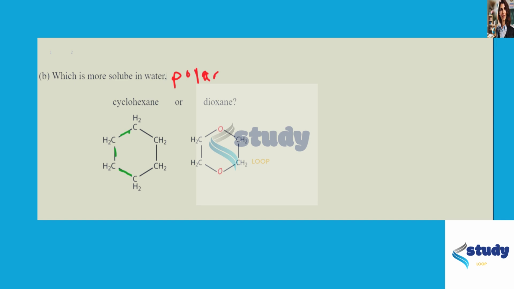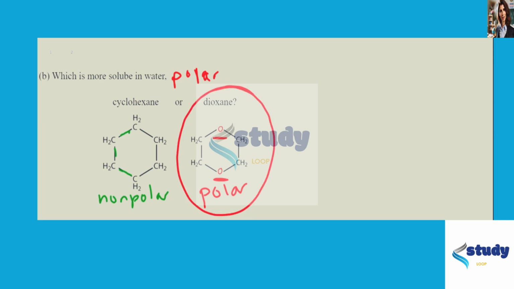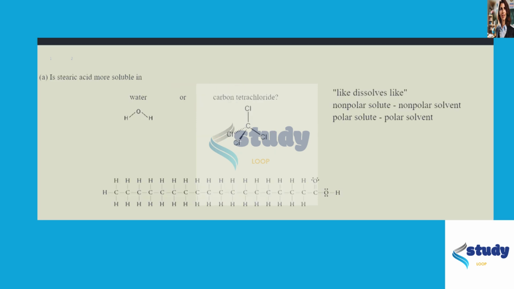in makeup, it does have these oxygens that add polarity to it. So I would say that dioxane is polar while cyclohexane is nonpolar, which means that we expect dioxane to be more soluble in water.